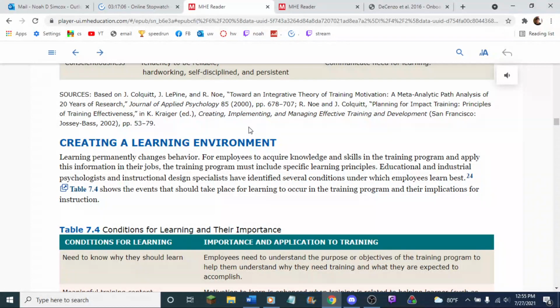Creating a learning environment. Learning permanently changes behavior for employees who acquire knowledge and skills in the training program and apply this information in their jobs. The training program must include specific learning principles. Educational and industrial psychologists, and instructional design specialists have identified several conditions under which employees learn best. Table shows the events that should take place for learning to occur in the training program and their implications for instruction.